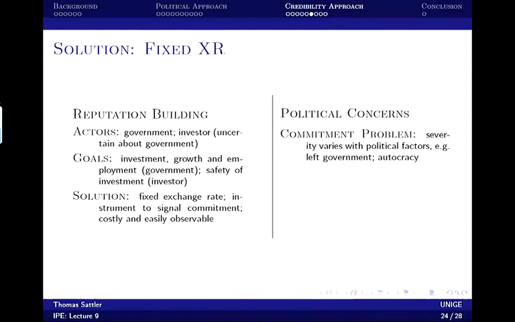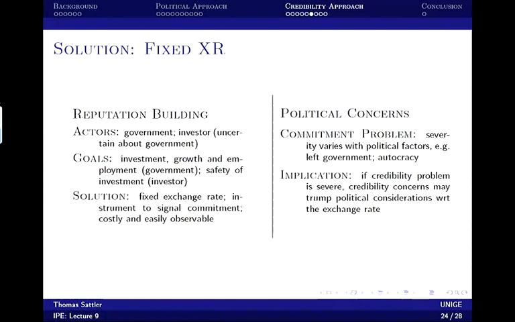Also, an autocracy, for instance, cannot really delegate monetary policy to a fixed exchange rate, because how can a government authority within an authoritarian regime be independent? It's an oxymoron. So you cannot have that. So if the credibility problem is dominating, then this might actually trump political considerations, which are the considerations we discussed in the first half of today with respect to the exchange rate.